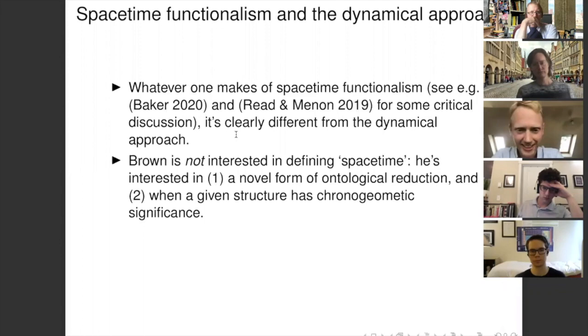So Brown isn't really interested in defining space-time. In fact, I'm not sure if he said this in print, but if you speak to him in person, he'll say, "I'm just not interested in the definition of space-time." He's interested in one, this novel form of ontological reduction, which we've been talking about a lot, and in two, whether and when a piece of structure has chronogeometric significance. And both of those are distinct from choosing to define space-time in this functional way a la Lewis.